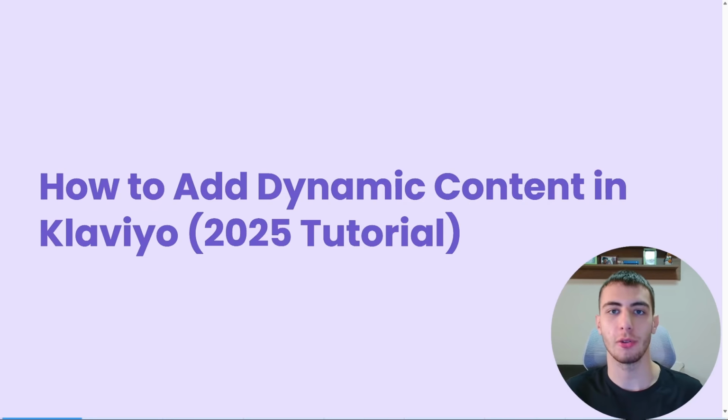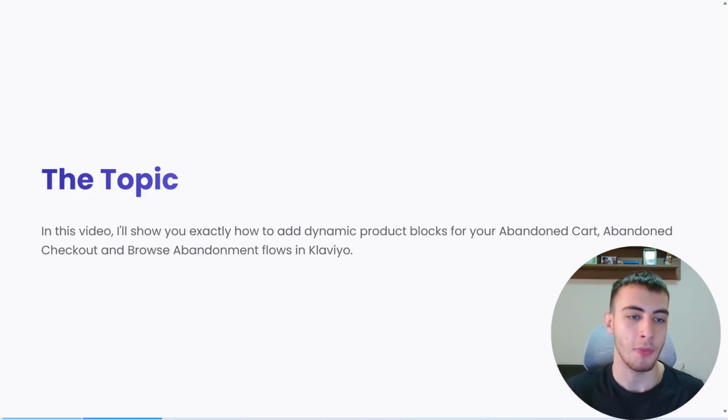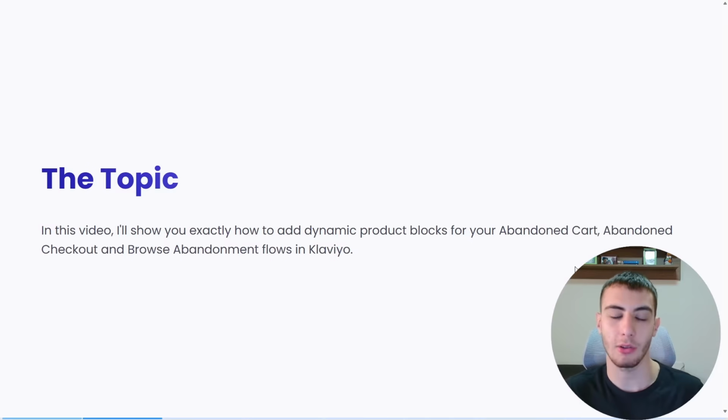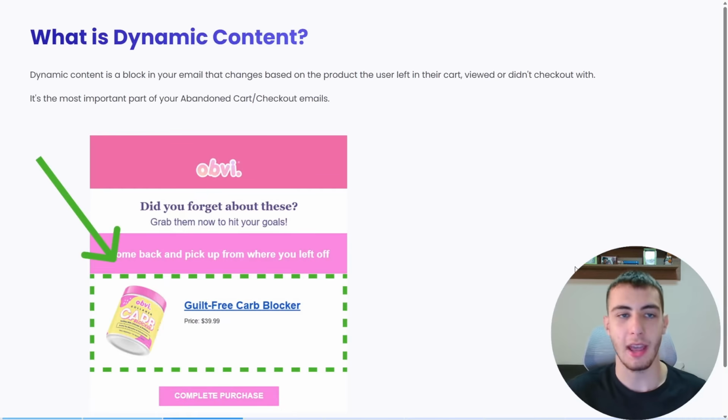All right. So in this video, I'm going to show you exactly how to add dynamic content inside of Klaviyo. So what does this mean? Basically, I'm going to show you exactly how to add dynamic product blocks for your abandoned cart, abandoned checkout, and browser abandonment flows. So what is dynamic content? Dynamic content is a block in your email that changes based on the product the user left in the cart or viewed or did not check out with.